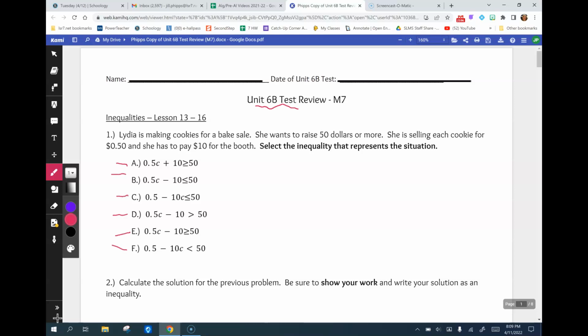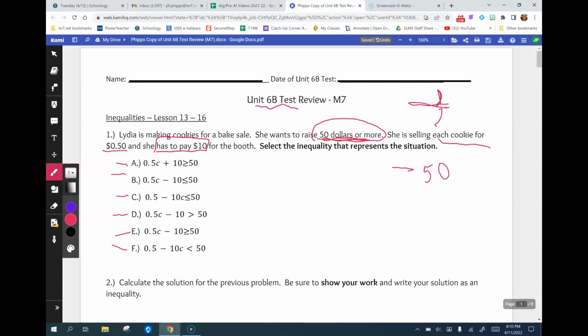So you never want to start there. Where you want to start is marking up the problem. So it's $50 or more. And she's selling each cookie for 50 cents, but she has to pay $10 for the booth. What I like to do is start with this $50 or more. And you look at it and think, okay, here's $50. Can she have more or does she have to have less? Well, she can have more. That'd be fine. So we always want to put the total here, which makes the inequality much easier.